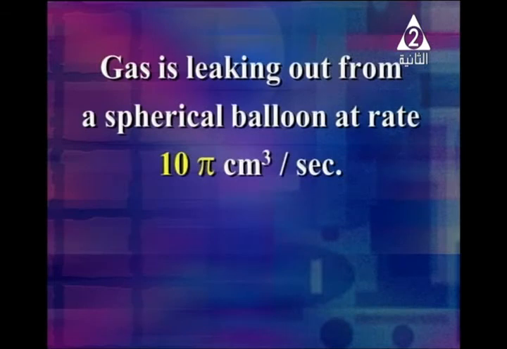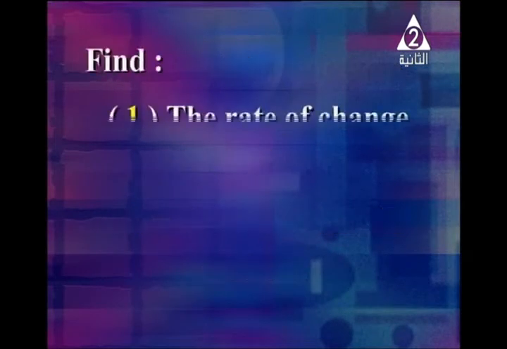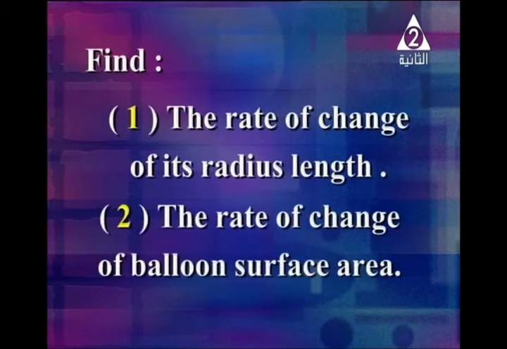Gas is leaking out from a spherical balloon at a rate of 10 pi cubic centimeters per second. Remember, dear student, what is pi? A constant value, 3.14 or 22/7. This is the volume rate. When the radius length equals 10, find the rate of change of the radius length and the rate of change of the balloon surface area.